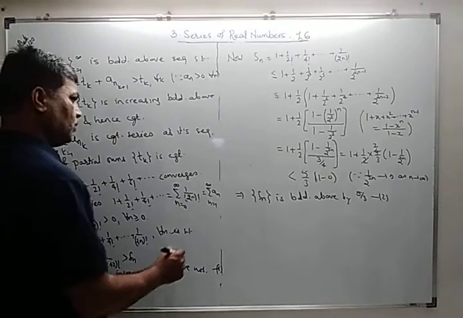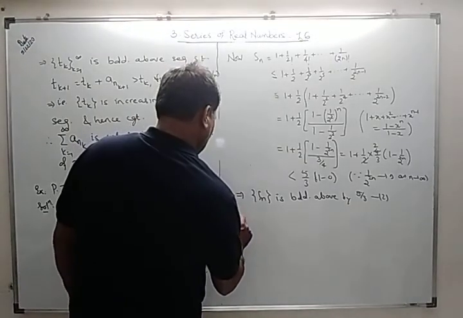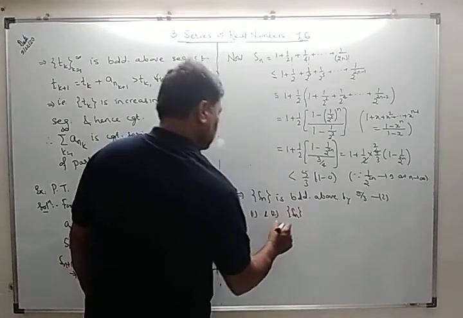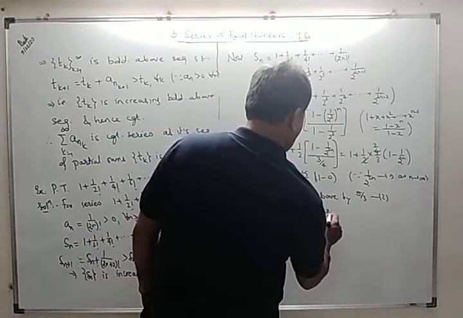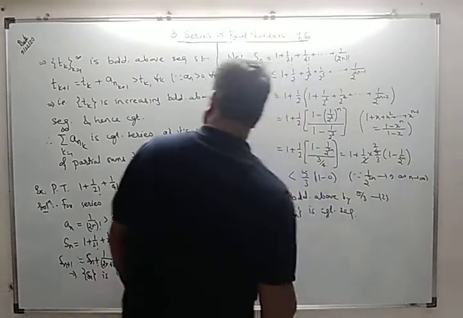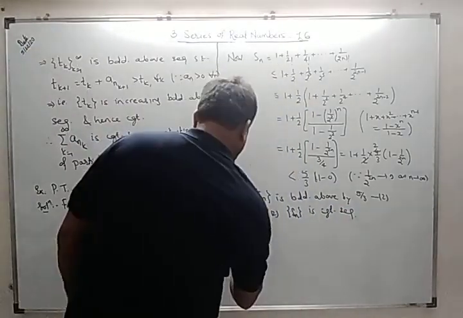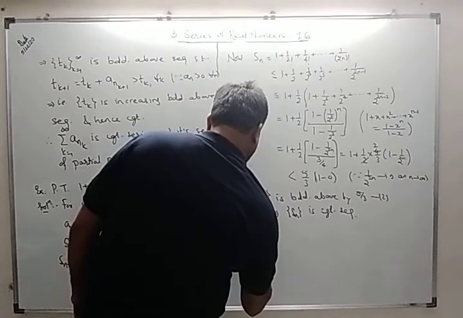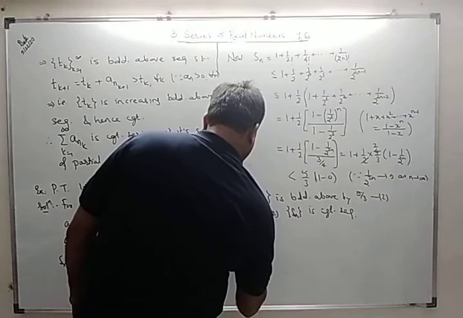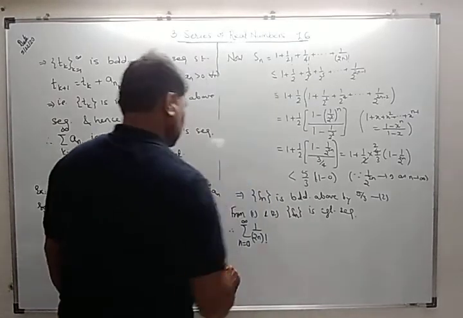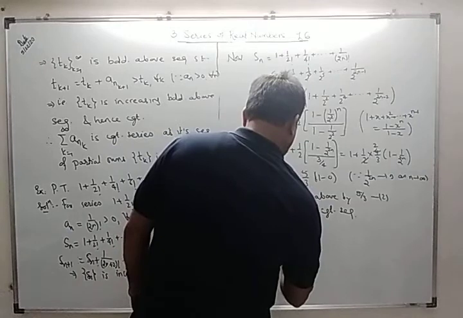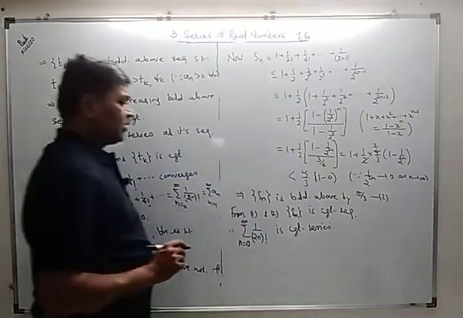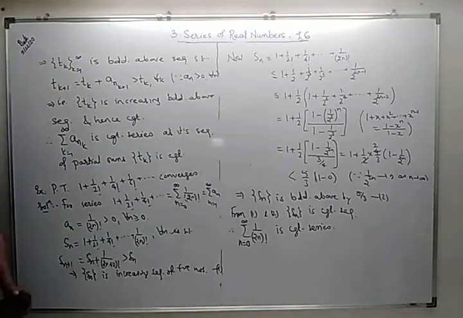From 1 and 2, Sn is a convergent sequence. And therefore, summation of 1 upon 2n factorial, n equal to 0 to infinity, is a convergent series.